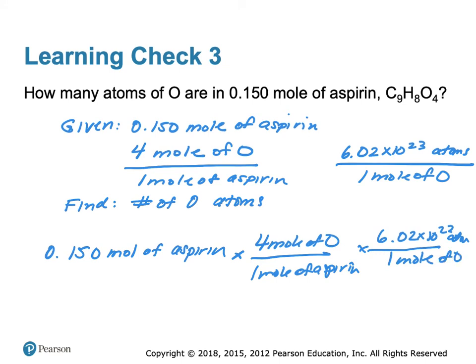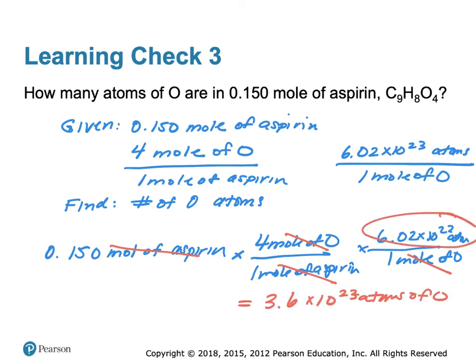And now I'll cancel my units. My moles of aspirin cancel, my moles of oxygen cancel, and I'm left with atoms of oxygen in the numerator. So my final answer is 3.61 times 10 to the 23 atoms of oxygen. I need to have 3 significant figures here because I have 3 significant figures in my problem.